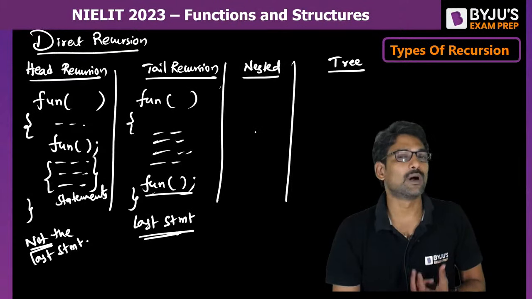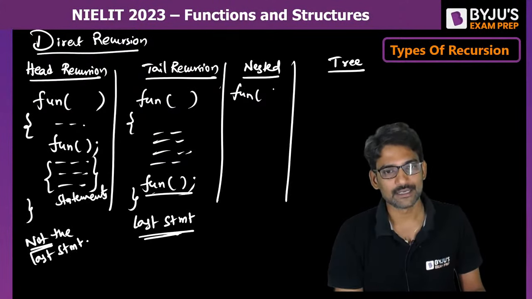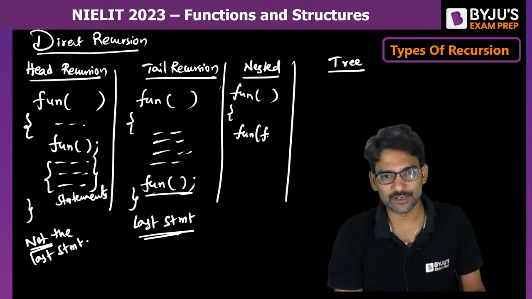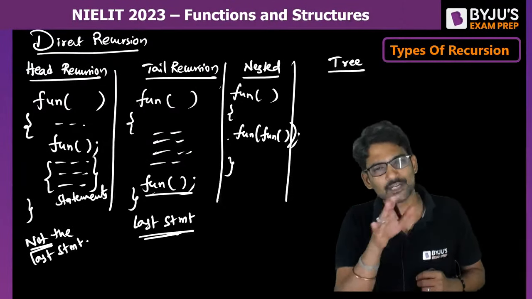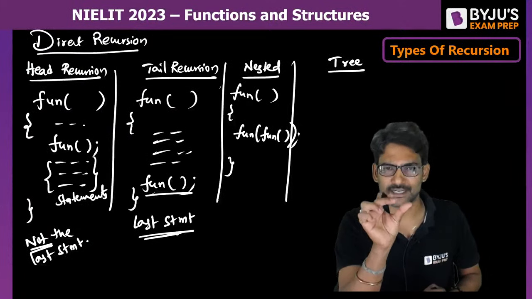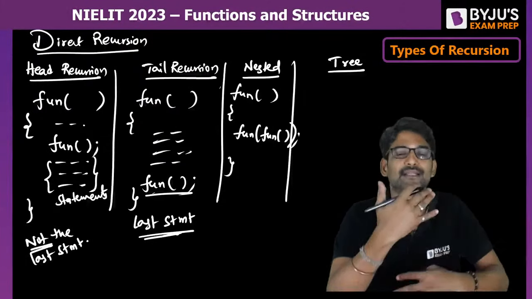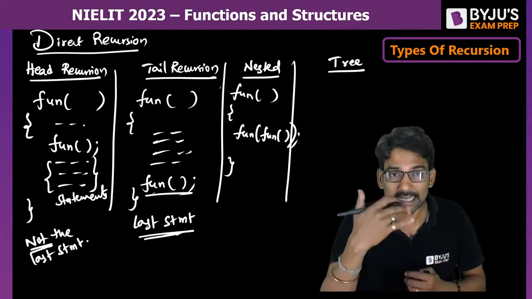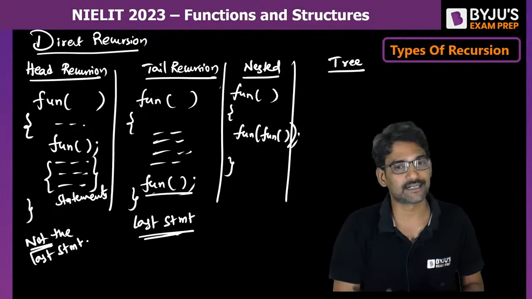Right. Now, what is nested recursion? Nested recursion means the same function is called multiple times, like fun of fun. It may extend further, I am representing only a couple of times here. So, within the recursive call, another recursive call. If any function is called like this, that is called nested recursion.